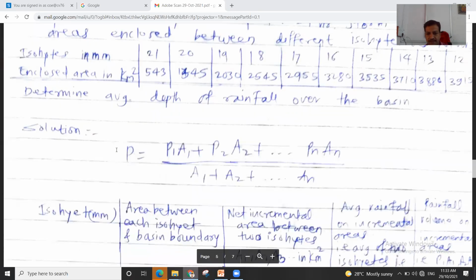त्यावरनं काय करायचं आहे? Determine the average depth of rainfall over the basin. जसं आता आपण काढलाय previous example. We have solved the example based on this isoidal method. That is the same equation आहे.